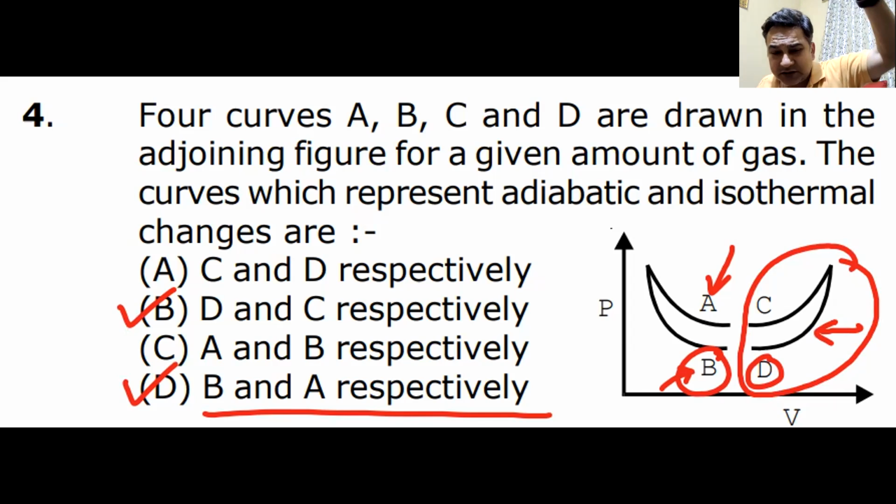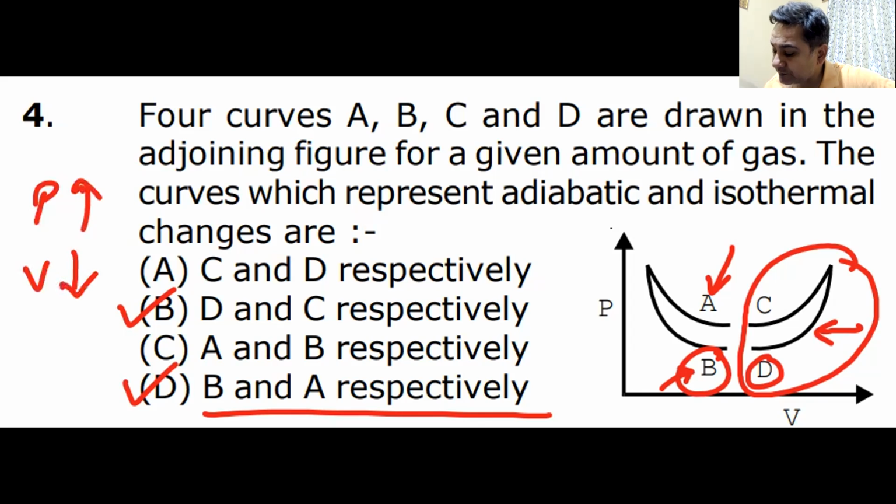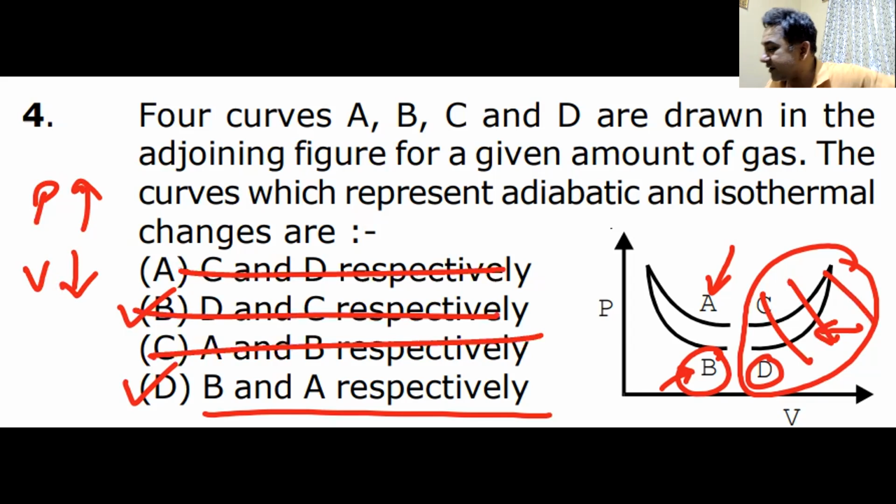Adiabatic curves or isothermal curves have negative slopes. When I say negative slope, if pressure increases, volume has to decrease. If pressure decreases, volume has to increase. So these curves are not possible. And therefore, the correct answer is only option number D.